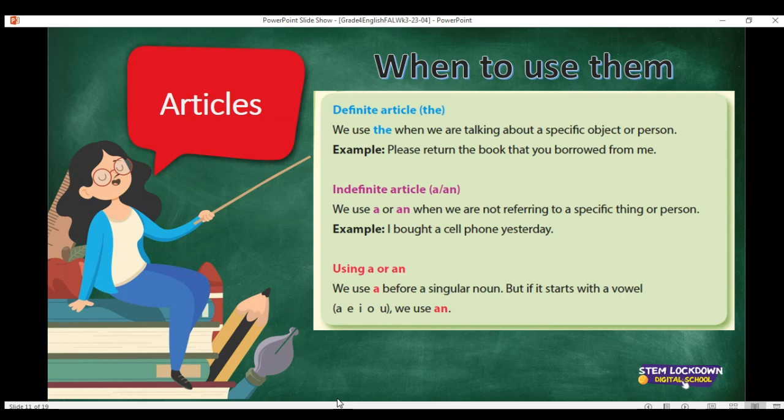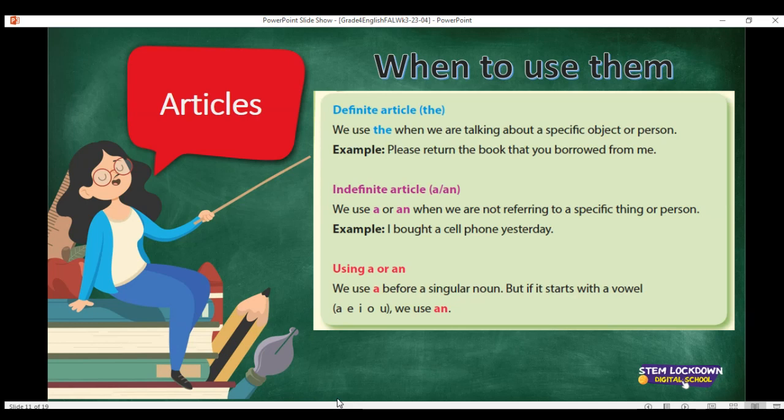Now the next one, the purple one, says indefinite article. So indefinite just means when you're not referring to any specific thing or person. So now I use a or an. So the example they give us is, I bought a cell phone yesterday. So are they telling us what type of cell phone they bought? They are just saying it's a cell phone. So it's not a specific brand. They're not telling me a model of the phone. We just know it's a cell phone.